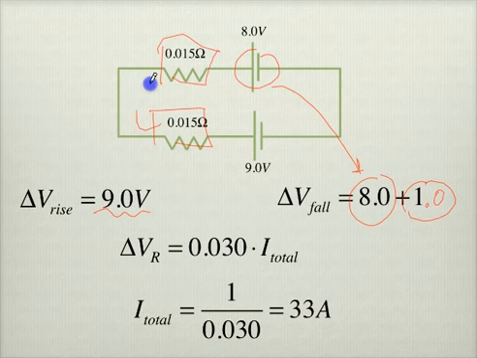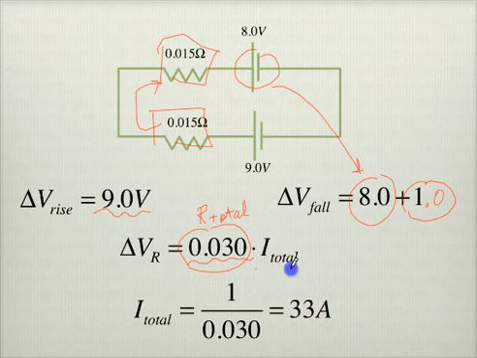Since they are in series, I can say that their total resistance is 0.030, because that's 0.015 plus 0.015, and that's my R total times I total. That's exactly what I'm looking for. So then I'm going to say 1 over 0.030 is 33 amps. So that's the easy one.